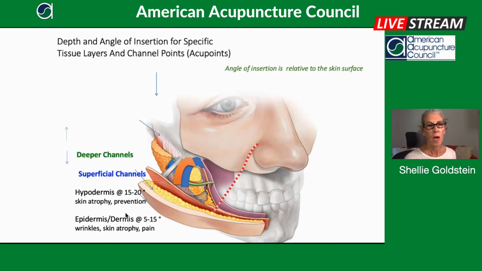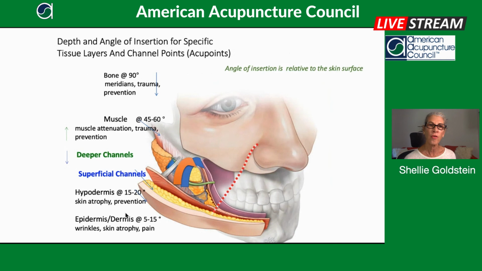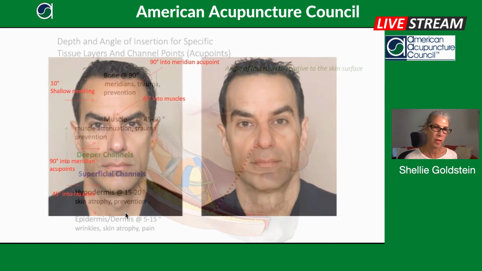For aging, on the deeper channels at the muscle, if we want to address the muscle layer, we're going to angle that needle in a 45 to 60 degree angle. Really good for treating muscle attenuation, trauma, muscle trauma or prevention. And then for the bone, we're going to go right into treating the meridians. We're going to go at the angle of the bone, which is a more 90 degree angle. So that's also great for prevention, any meridian problem or trauma to the face.